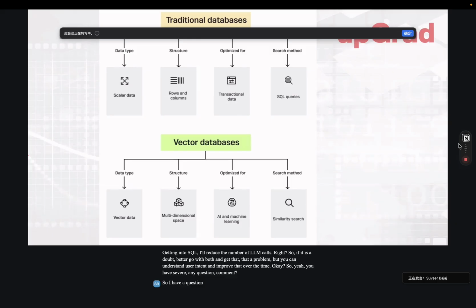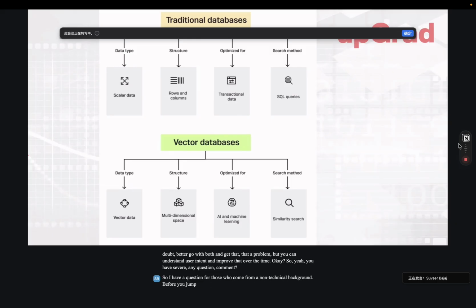For those who come from a non-technical background, before you jump into how vector databases work, is it okay if you spend a couple of minutes on just explaining the fundamentals of what a vector database is first?